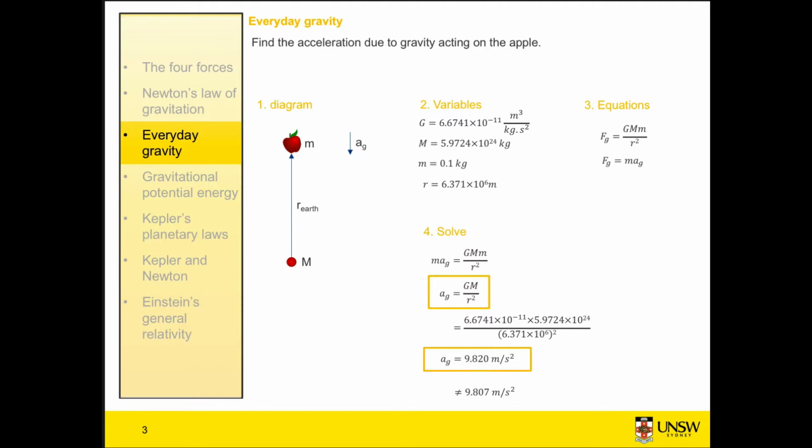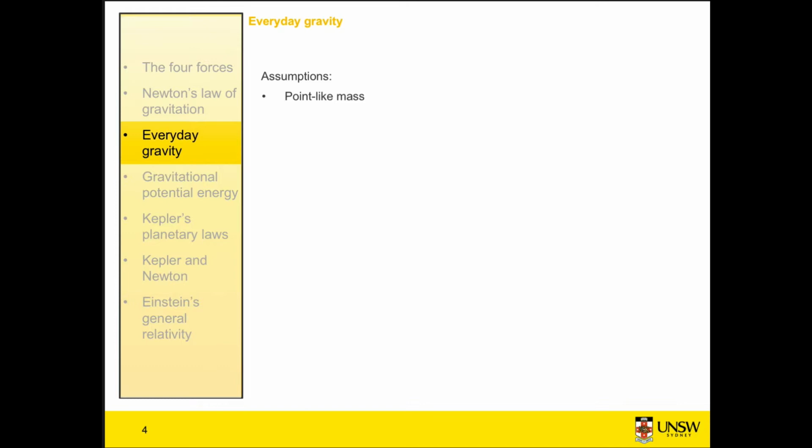To understand why we get this difference between our calculated gravity and our measured gravity, we need to start looking at some of the assumptions that we've used. We assumed that we were dealing with a point-like mass. And in order to do this, in our calculations, we assumed that the density of the Earth is a constant and also that the Earth is a sphere.